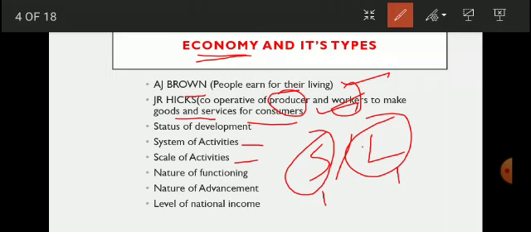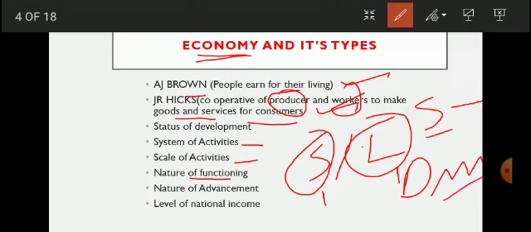Okay, next, the nature of functioning, how the economy functions. There are two types. One is static, which is constant and horizontal, and another one is dynamic. Dynamic is like a dynamic way. The economy can be in a dynamic shape or a static shape.